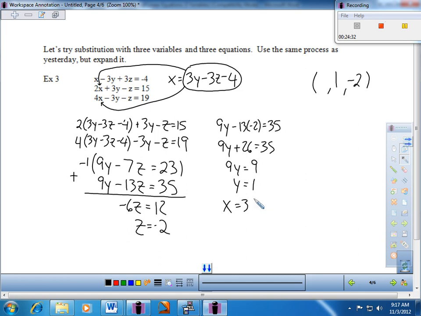So 3 times 1 minus 3 times negative 2. And then minus 4, of course. And so it looks like we get 3 plus 6, and then minus 4. I'm seeing this, everybody, and you'll do the arithmetic too for me. I'm seeing that as positive 5. And lo and behold, we have our triple. 5, 1, and -2, I think, is the winner.